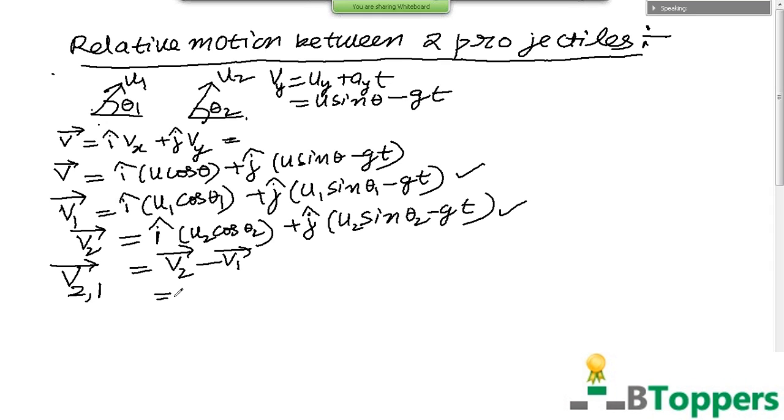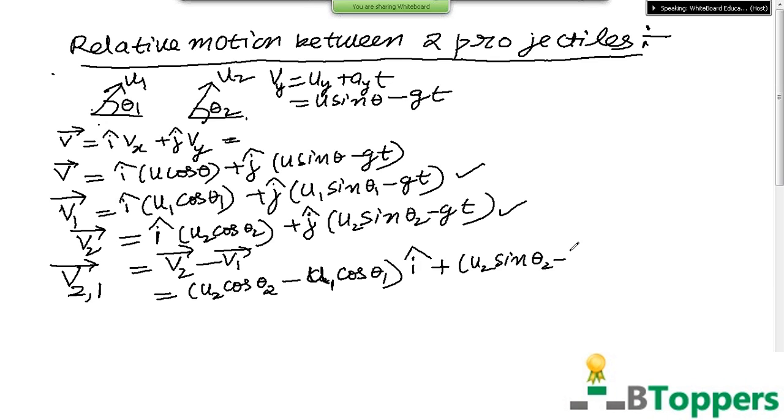So you get u2 cos theta 2 minus u1 cos theta 1 into i cap plus u2 sin theta 2 minus u1 sin theta 1 into j cap.